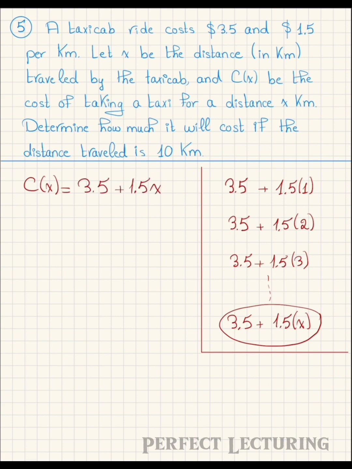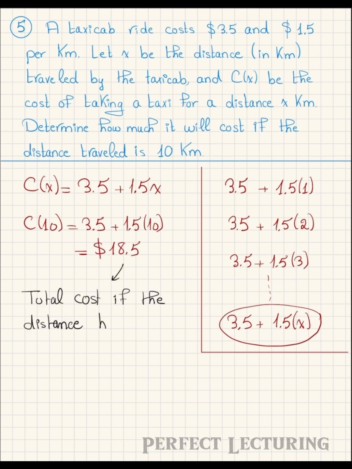Now we can answer the question. In order to find how much it costs for traveling 10 kilometers, all I have to do is plug in 10 for x and problem solved. So c of 10 is equal to 3.5 plus 1.5 times 10, and you get $18.5. So this is the total cost if the distance traveled is 10 kilometers.